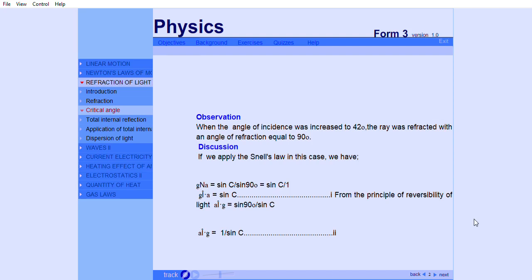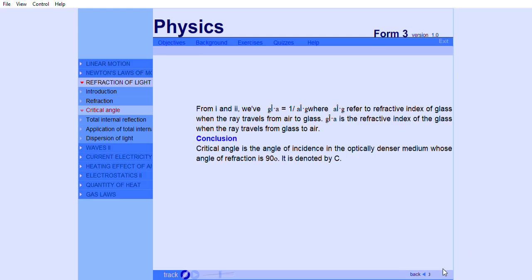Let this be equation 1. From the principle of reversibility of light, the refractive index of glass when the ray travels from air to glass is equal to sin 90 degrees divided by sin C, which is equal to 1 divided by sin C. Let this be equation 2. From 1 and 2, the refractive index of glass when the ray travels from glass to air is equal to 1 divided by the refractive index of glass when the ray travels from air to glass.